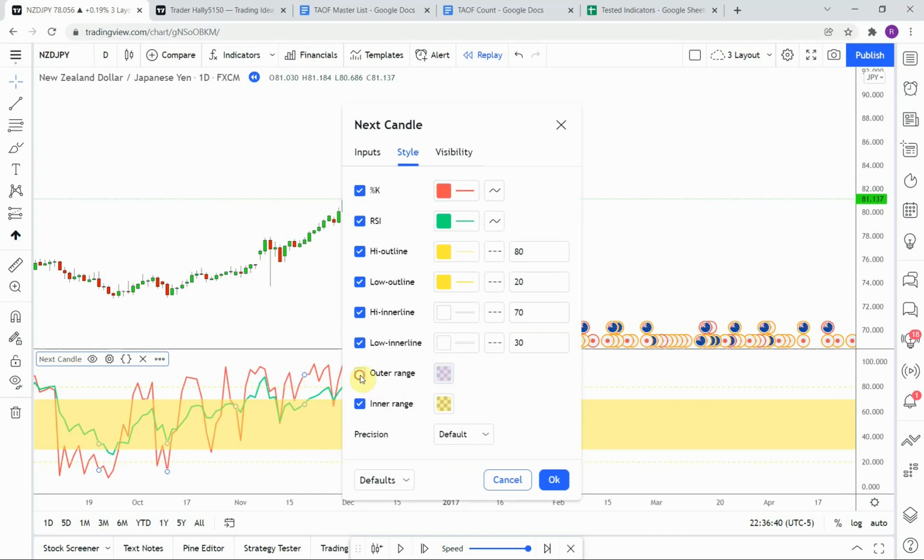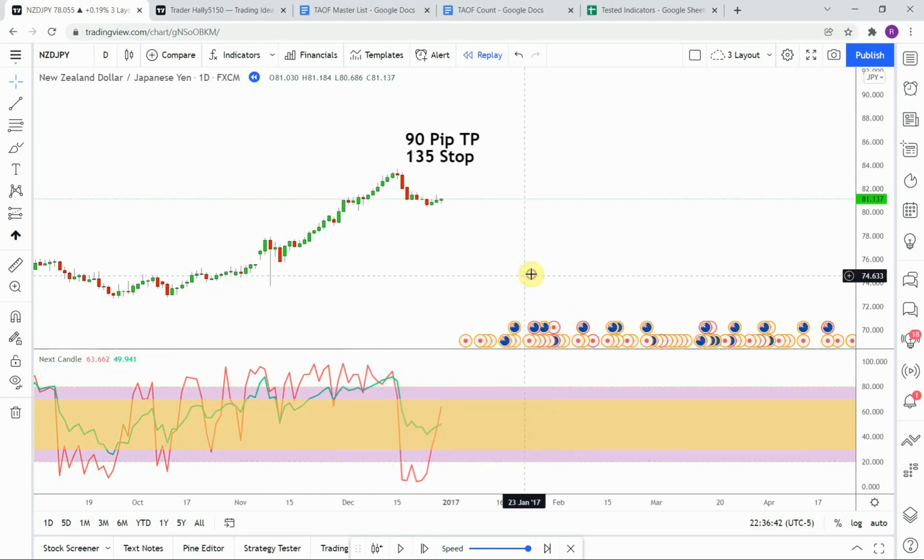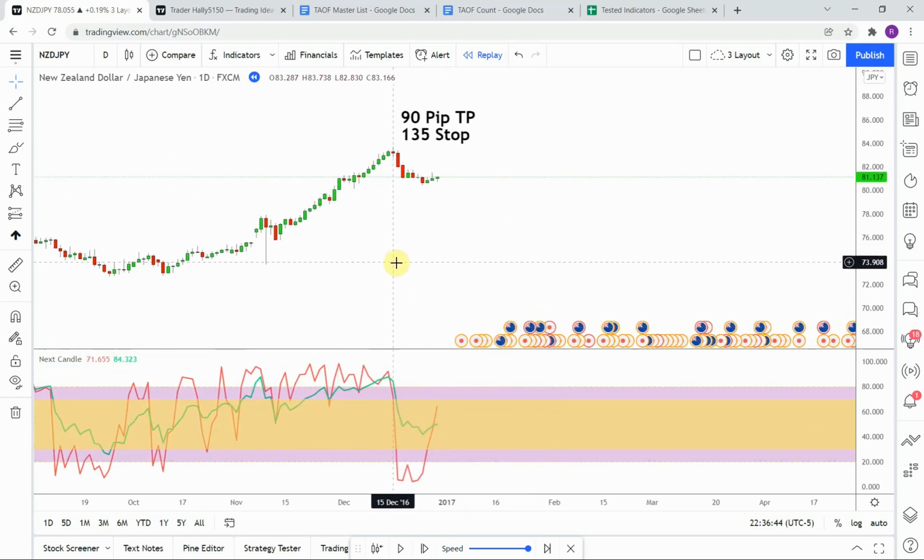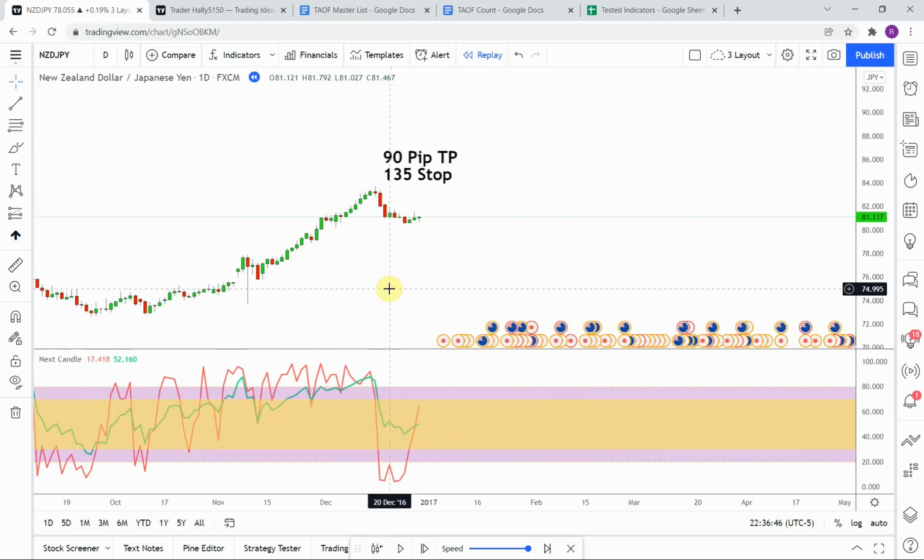I'm going to go ahead and turn this outer back on because it does seem a little bit easier just to see everything. All right, let's go ahead and get on with the testing and see what we can get out of this.